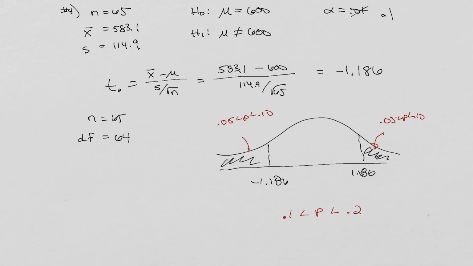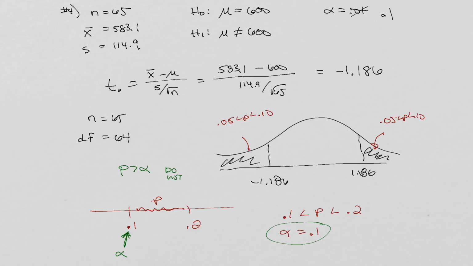Which means if we compare this to my alpha level of 0.1, okay, so again, if you think about your number line, there's 0.1, there's 0.2, p is somewhere in here, and I'm comparing it to an alpha level of 0.1, which is right here. So is p bigger or smaller than alpha on this one? Yep, which means since my p-value is larger, we do not reject.